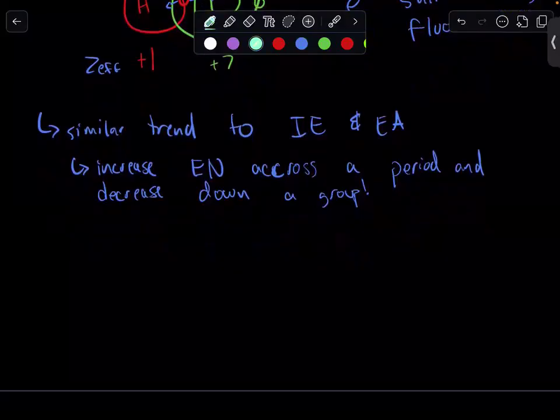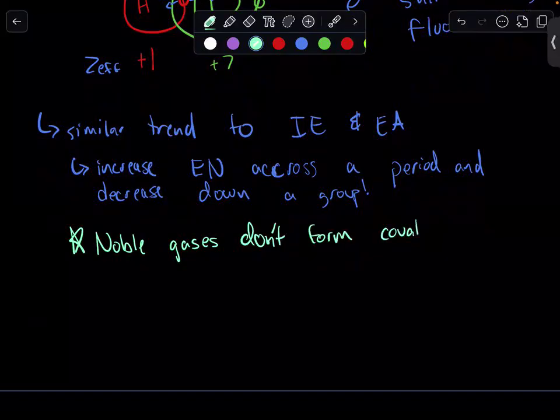We also have these exceptions with electronegativity in that noble gases do not form covalent bonds or bonds of any kind, and therefore have no electronegativity values.